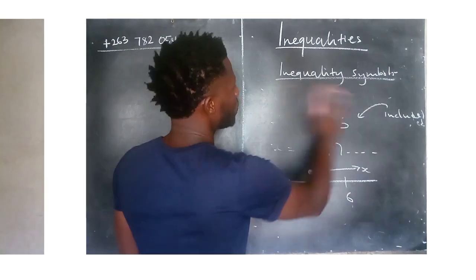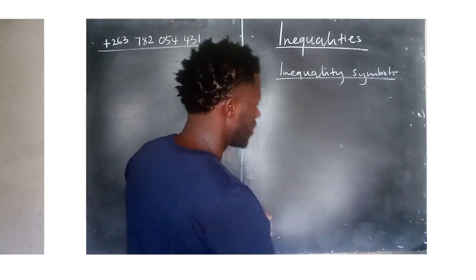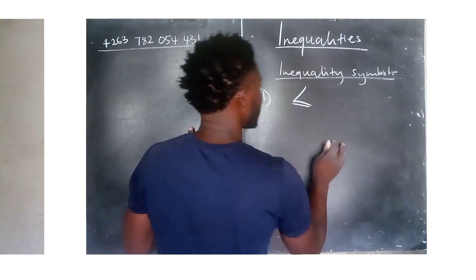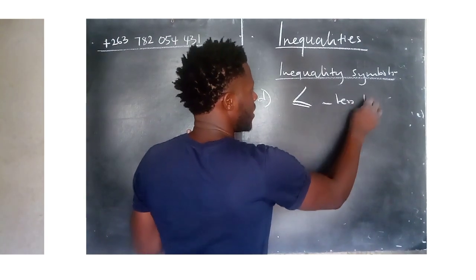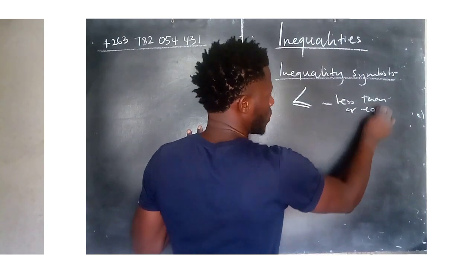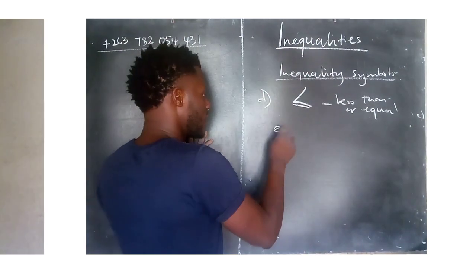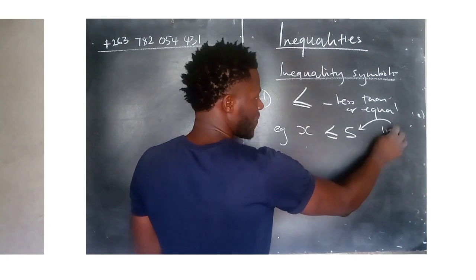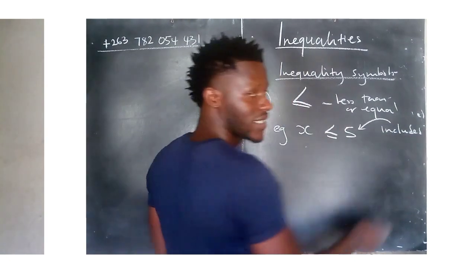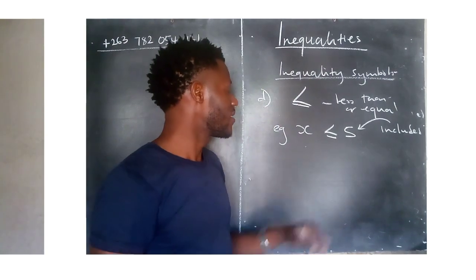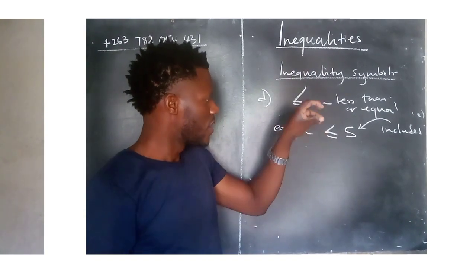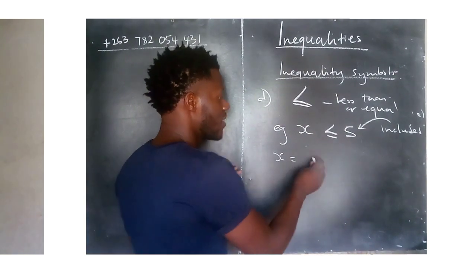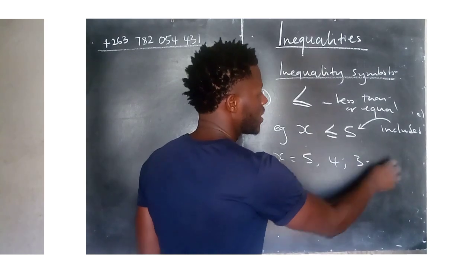Then the last symbol, number D, this is less than or equal to. Again, for example, x is less than or equal to 5. This time around, it shows that 5 is also included. When someone says, "I am expecting friends which are less than or equal to 5," it means they are expecting 5, 4, 3 onwards.